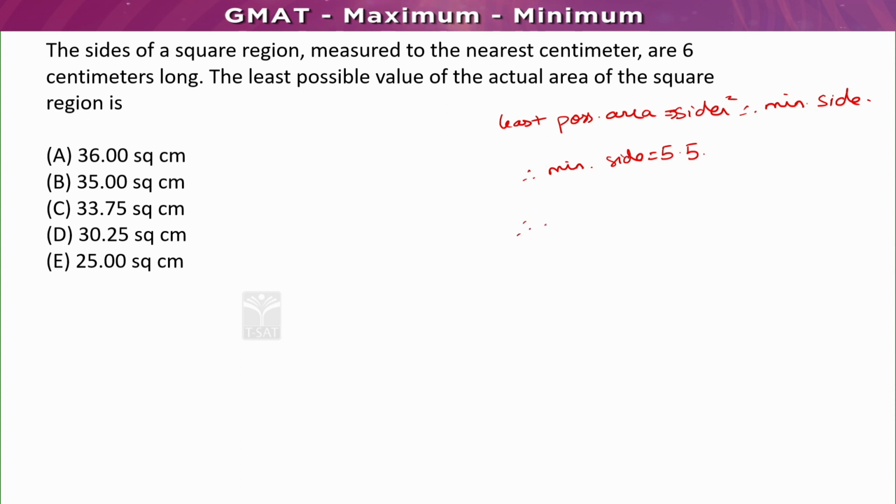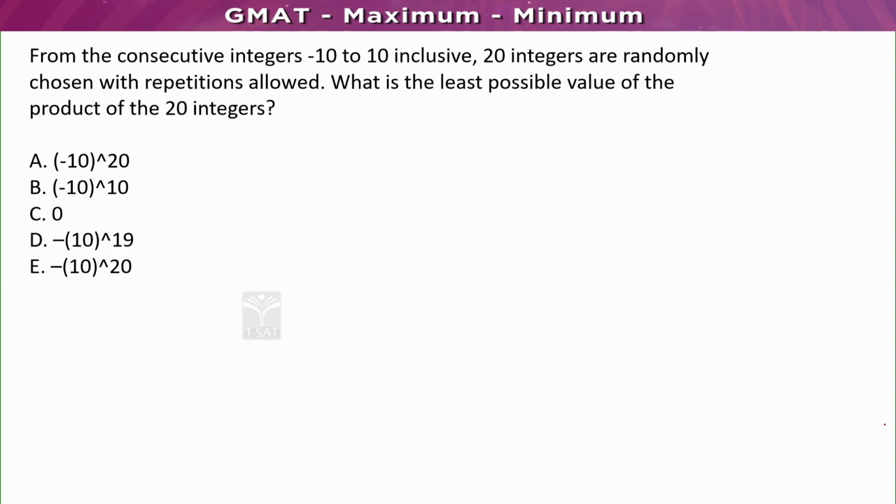Therefore, the minimum area will be 5.5 squared, which is equal to 30.25, which is answer option D. So, to calculate the minimum area, we used the minimum value the side can take. Let's move to the next question now.